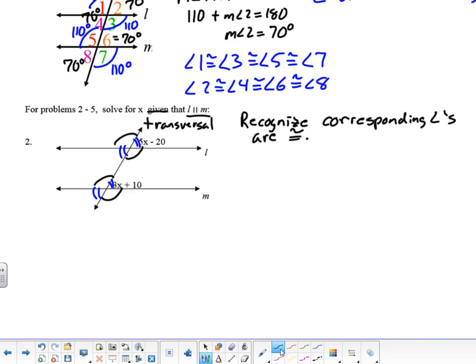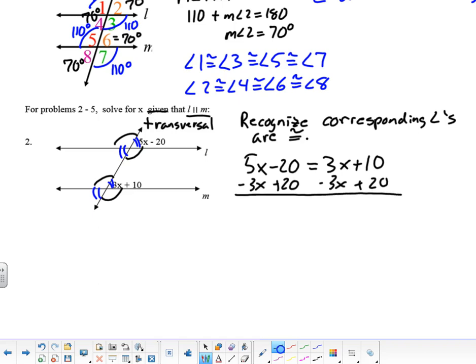So that's the only relationship that we have. They're either equal or they're supplementary. Okay, so these two are corresponding angles. Corresponding angles are congruent to each other, so we can set these equal. Okay, let's add 20, subtract 3x. We get 2x equals 30, divide by 2. Okay, x equals 15. All right.